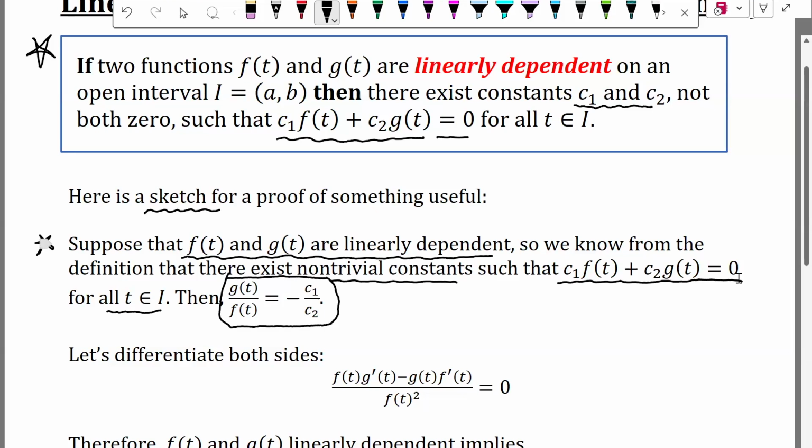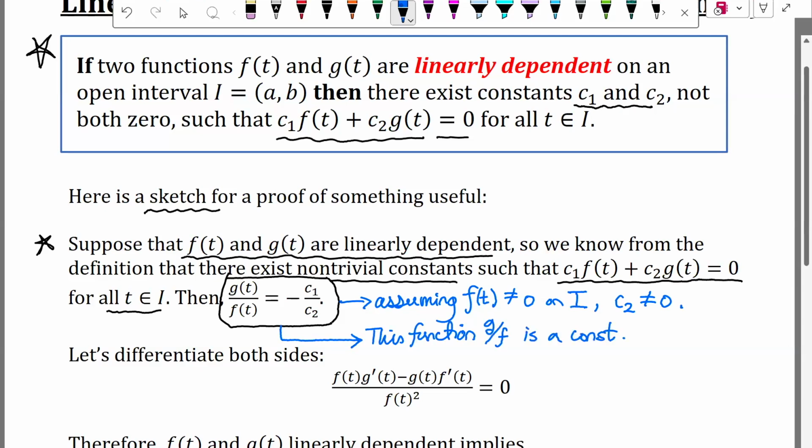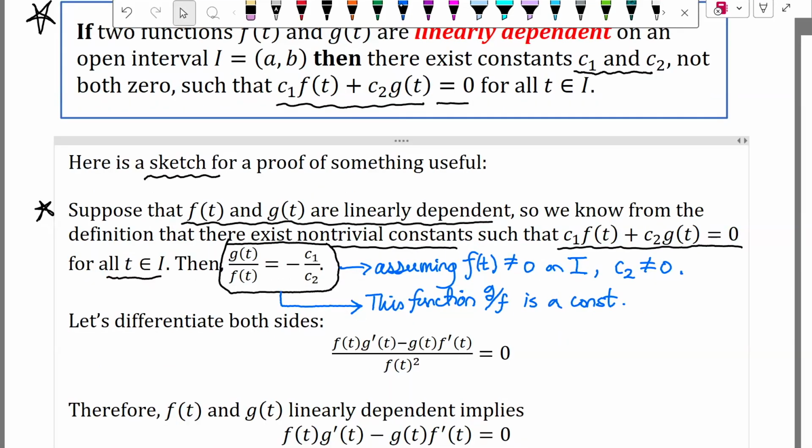Now, of course, we are assuming that the function f is not going to be 0 at any point on the interval, and that C2 is non-zero. What do we see with this relationship? The function g over f is a constant. And when you take the derivative of a constant, you get 0. Let's take the derivative of both sides.